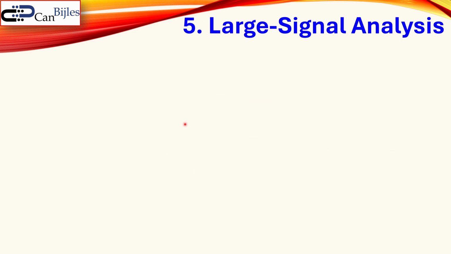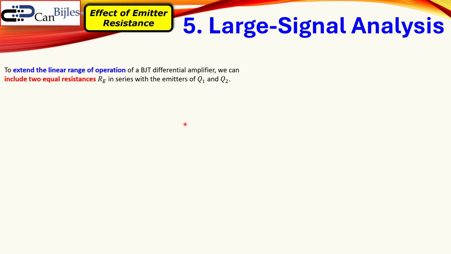The important part where we also discuss is the effect of the emitter resistance, because we have seen that the linear region of operation of our BJT amplifiers so far is really limited, because this minus 20 millivolts up to the plus 20 millivolts is not that much. So we would like to extend that.